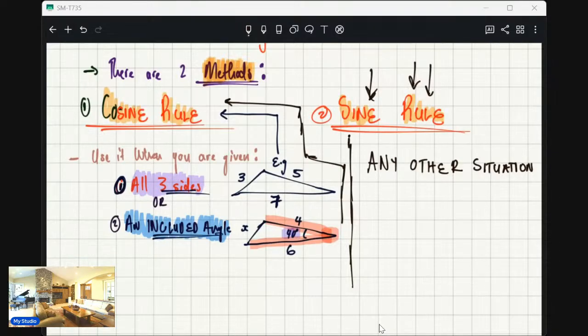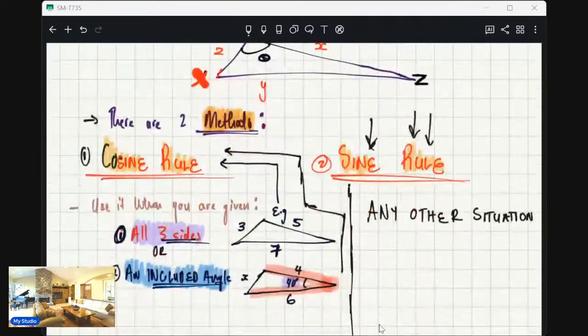Okay, thank you for giving me a triangle. This triangle has no right angle. So that means I have two methods. What are the two methods? For a triangle with no right angle, what are the two methods? Tell me. Cosine rule and sine rule.